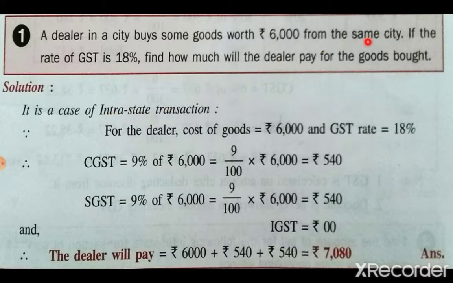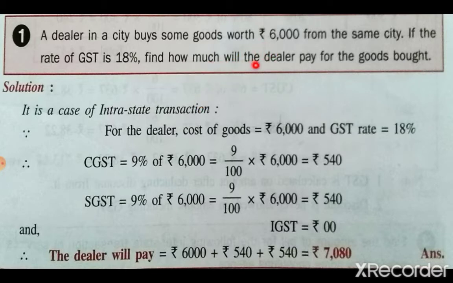If it is an intrastate transaction, as I have told you, then CGST and SGST will be calculated and IGST will automatically be 0. So you can see here IGST is given as 0 because it is in the same city. If the rate of GST is 18%, since it is an intrastate transaction, we will halve the 18%. So 18% half is 9%, so 9% of 6,000 will be CGST and 9% of 6,000 will be SGST.